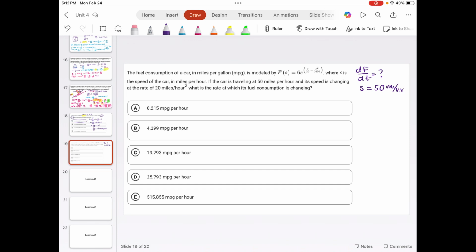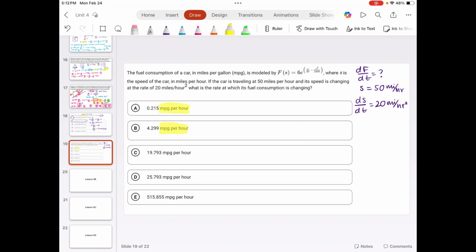And it said the speed is changing. So the change in speed, which would be ds/dt, is 20 miles per hour squared. Now, when we look at df/dt, df/dt is the rate at which the fuel consumption is changing. So if you look at all the answer choices, the units are miles per gallon per hour.